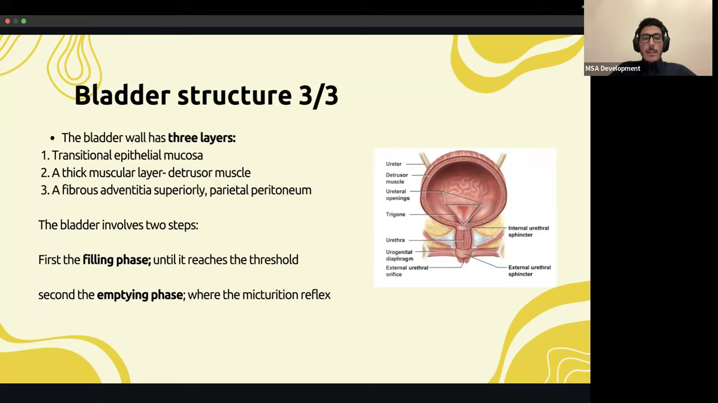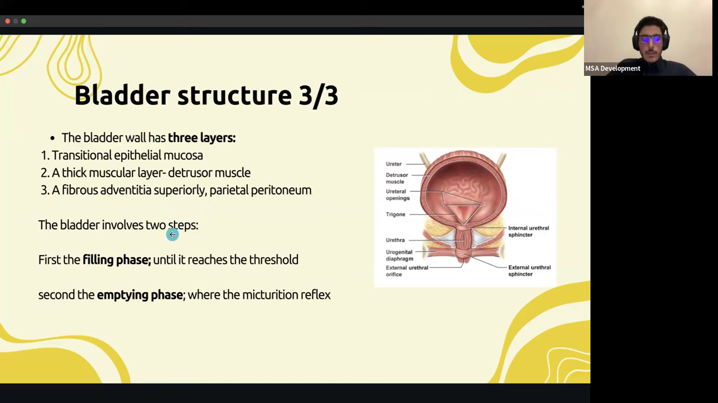The layers of the bladder will be emphasized more in the histology lectures, but just know that you have a transitional epithelial mucosa that helps in the expansion of the bladder, and then a thick muscular layer that helps in the contraction of the bladder to empty the urine. Lastly, you have a fibrous-like structure that lies superiorly.